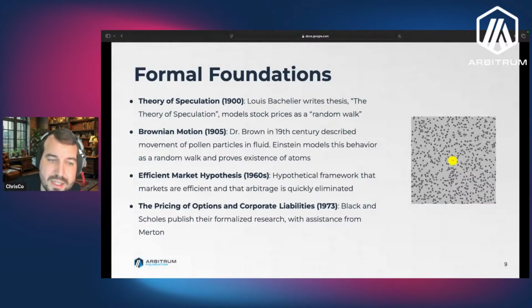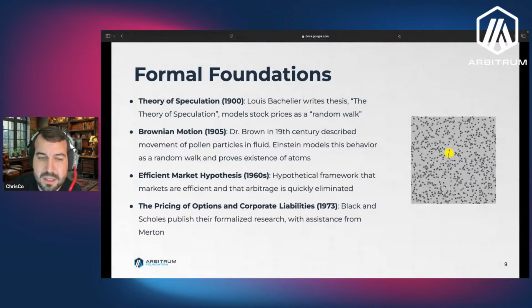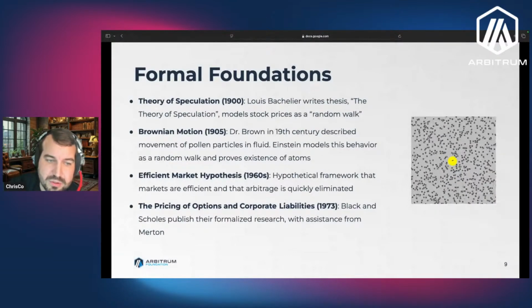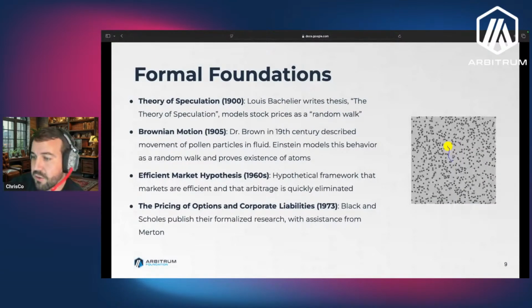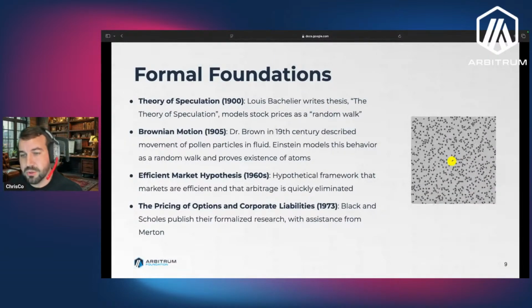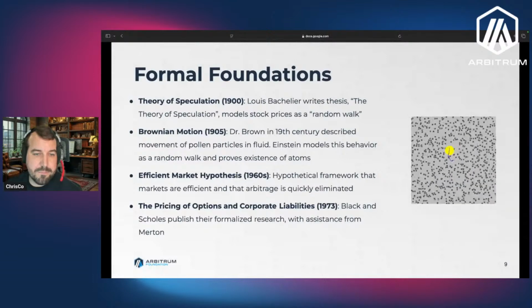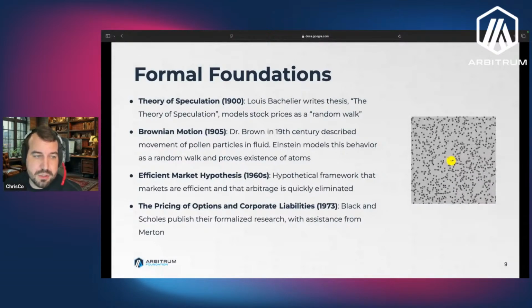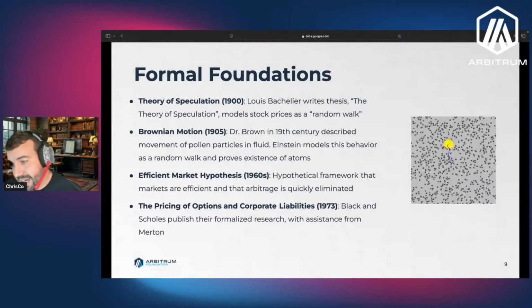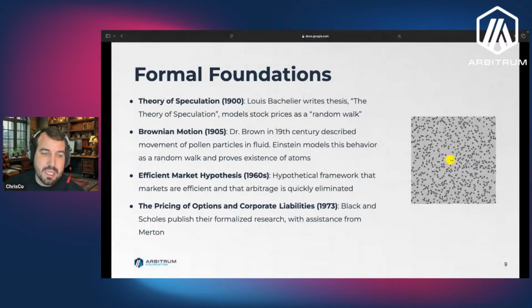And to do that, it requires advanced math. Einstein was one of the first to model this behavior, to create a mathematical model of this random walk. And he used that to prove the existence of atoms. So at the time, they were still debating whether atoms existed or not.